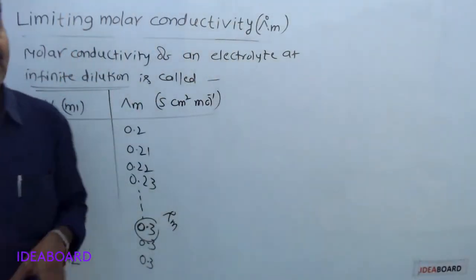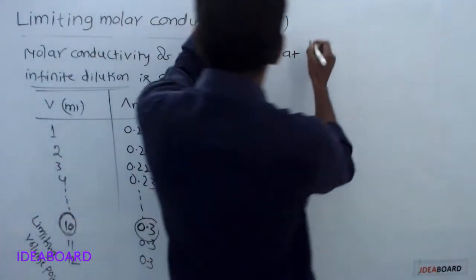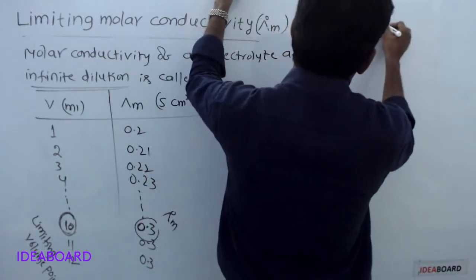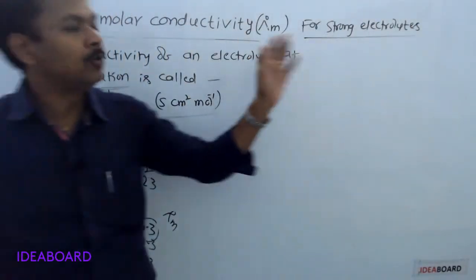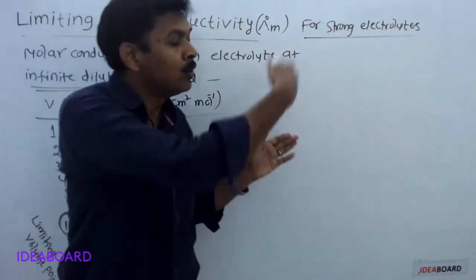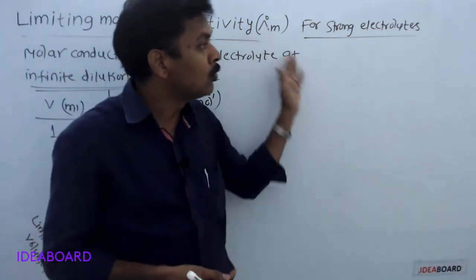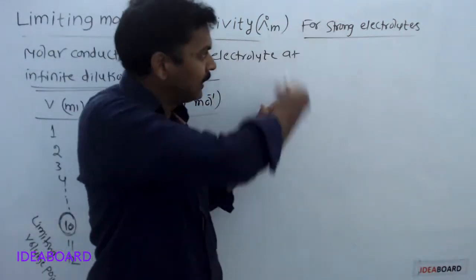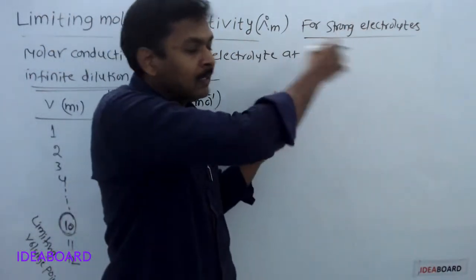In strong electrolytes, how the molar conductivity increases, and in weak electrolytes, how it increases, I'll explain. Let us take strong electrolytes. For strong electrolytes, on dilution, molar conductivity increases, but it increases slowly only, not largely. Molar conductivity increases, but not very high.